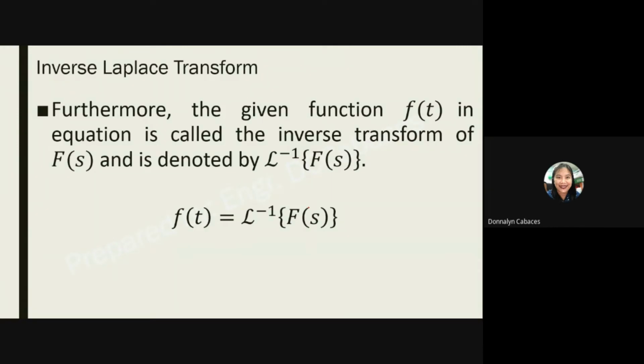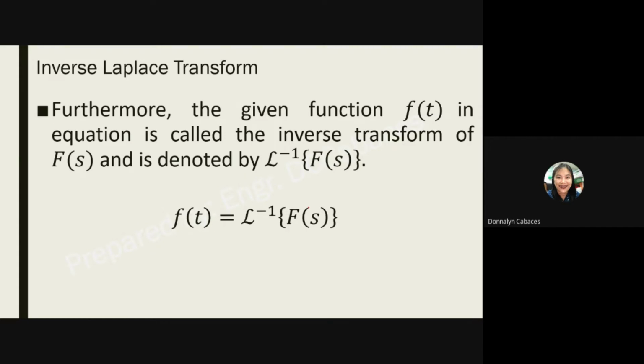Let me also introduce to you what is inverse Laplace transform, although we will be taking that in the next meeting. So the inverse of the Laplace is your inverse Laplace transform, which is denoted by the inverse Laplace or the Laplace to the negative 1 of F of s. So when we say Laplace transform, you are given a function of t, and your Laplace transform would be your F of s. If you are asked to find the inverse Laplace transform, you are given F of s, and you need to find your f of t. So that would be for next discussion.